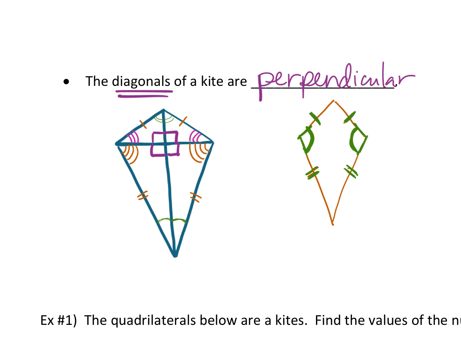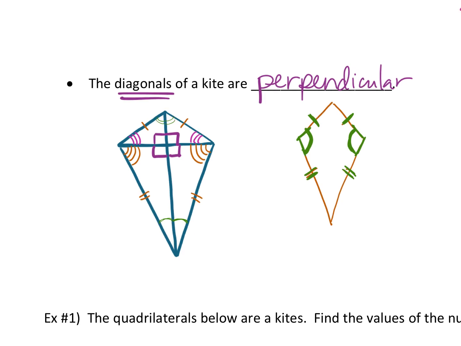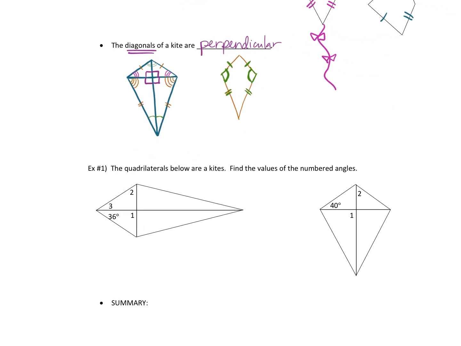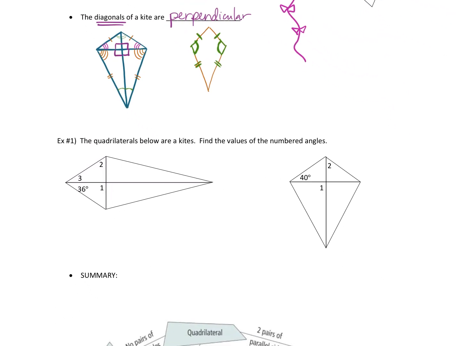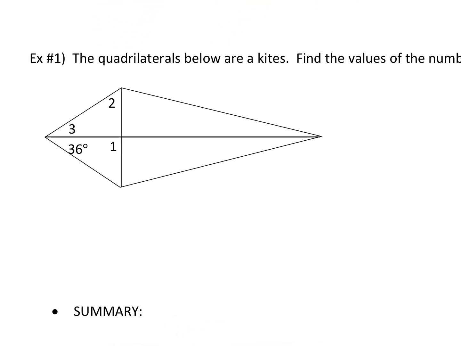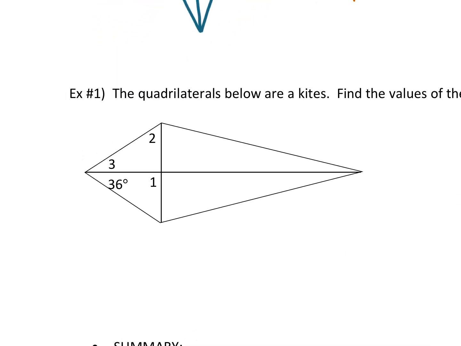Any questions on those things about a kite? No. Okay, then let's look at these. I'm at 86% now. So this is a kite, okay? You can see where your congruent pieces are. Those are congruent. Those are congruent, okay? Tell me how you find the measure of angle 1.